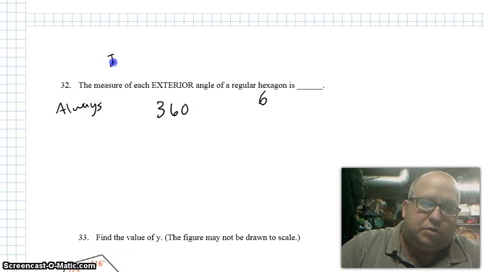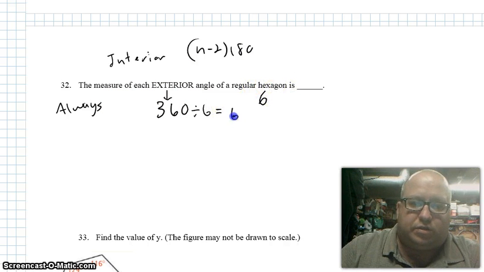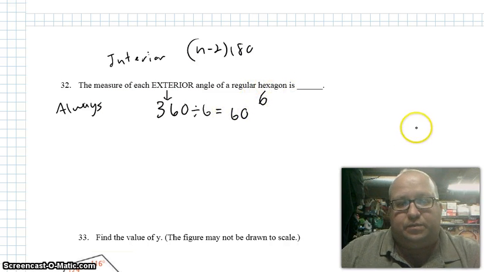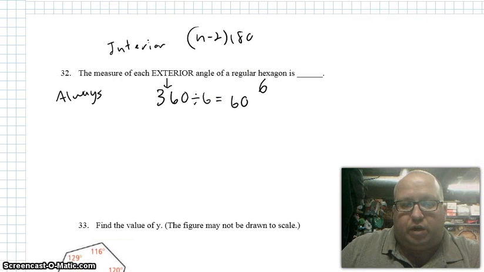Always, as opposed to the interior angles, which use this formula right here. But the exteriors are always 360, so 360 divided by 6 should tell us what one of the exterior angles is, and that's 60. So that should be an easy problem as long as you can remember what a hexagon is.